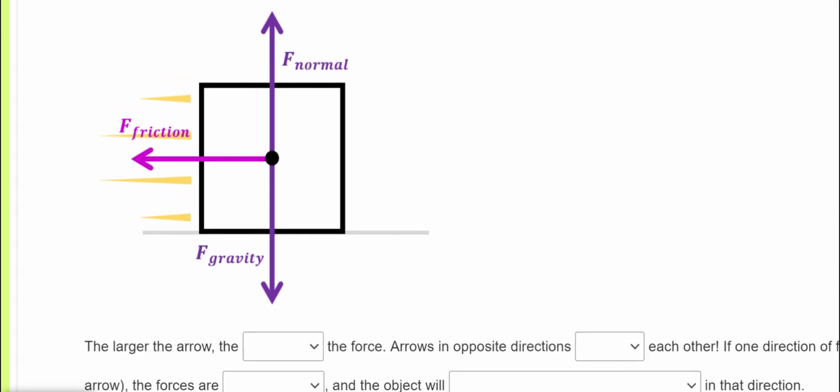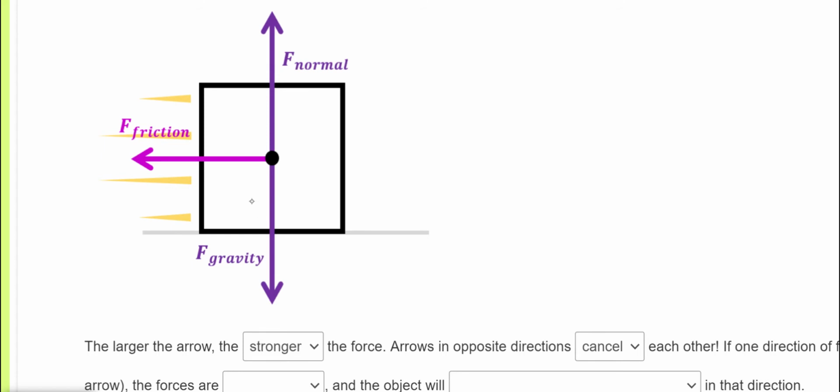Okay, now the size of the arrow also matters. The larger the arrow, the stronger the force. Okay, so if you have a really, really big arrow, there's a lot of force being applied in that direction. And if it's a very, very tiny arrow, then there's not a lot of force. It's a very weak force. Arrows in opposite directions cancel each other. They act against each other. So if you imagine like you and your friend on opposite sides of a big crate pushing on it, you're fighting against each other.